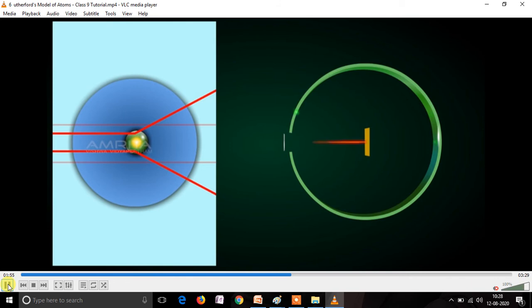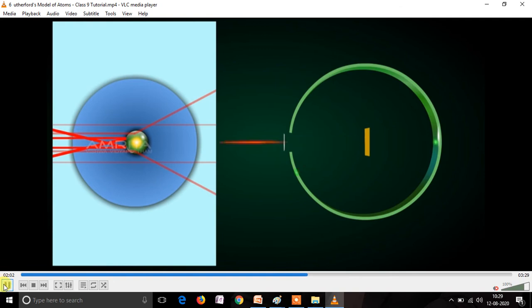The next thing which Rutherford observed is that a few particles were producing scintillations at the backside of the gold foil. This means that some of the alpha particles must be striking the positively charged part in the atom and must be reflected back, and the scintillations are produced at the backside of the gold foil on the zinc sulfide screen.